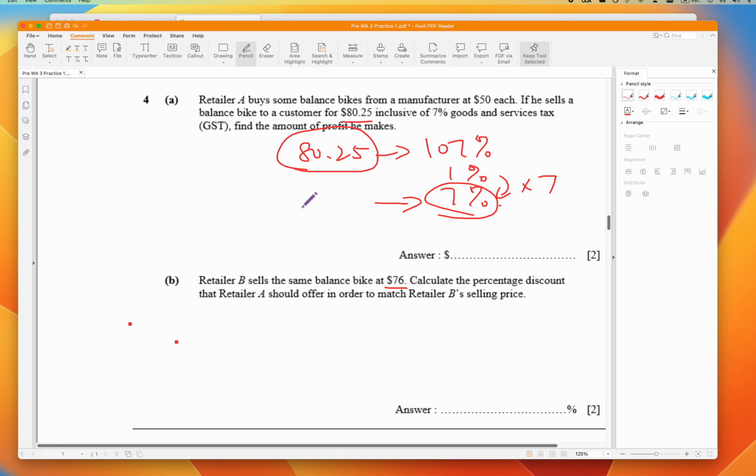5 point what? 5.75 dollars. 5.75. No. 5.25. Okay, 5.25. So in a way, it's $75. You need to minus the 50, so that means you make a $25 profit.